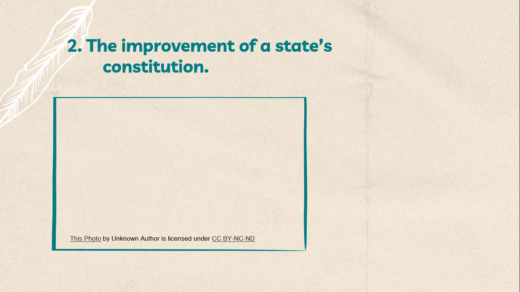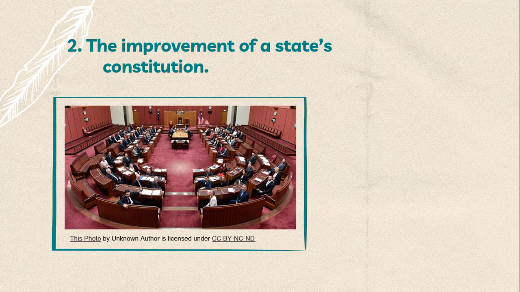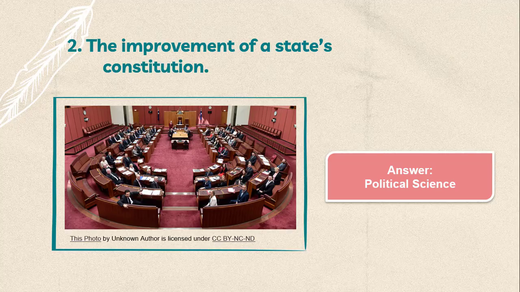Number 2. The improvement of a state's constitution. The answer is political science. A constitution is the charter of a state, it is the law above all others. In order to improve a constitution, one must study different concepts on politics and governance as well as policy making.